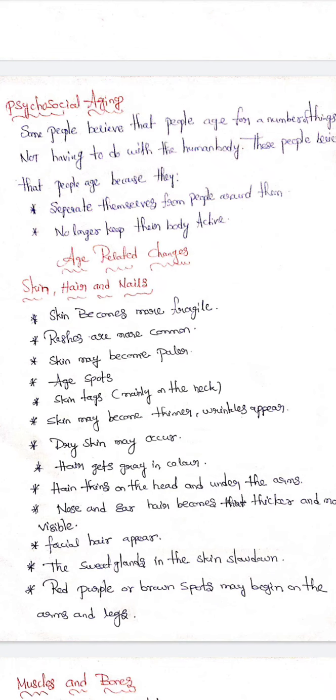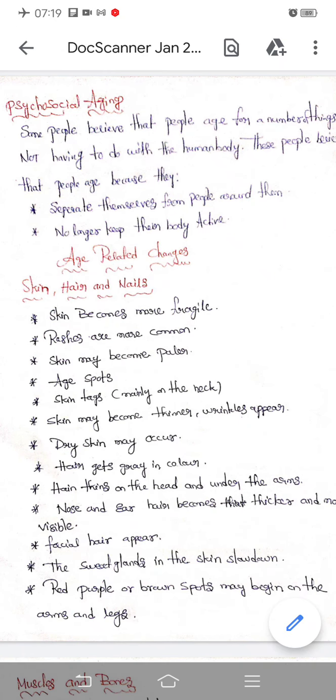Next, we will see the age related changes. What are the age related changes we will see in older people? They may be physical, psychological or biological, anything. What are the changes we will be observing in old age people? First one, skin, hair and nails. What are the changes we will see in skin, hair and nails? First point, skin becomes more fragile. So old people will have skin with foldings.